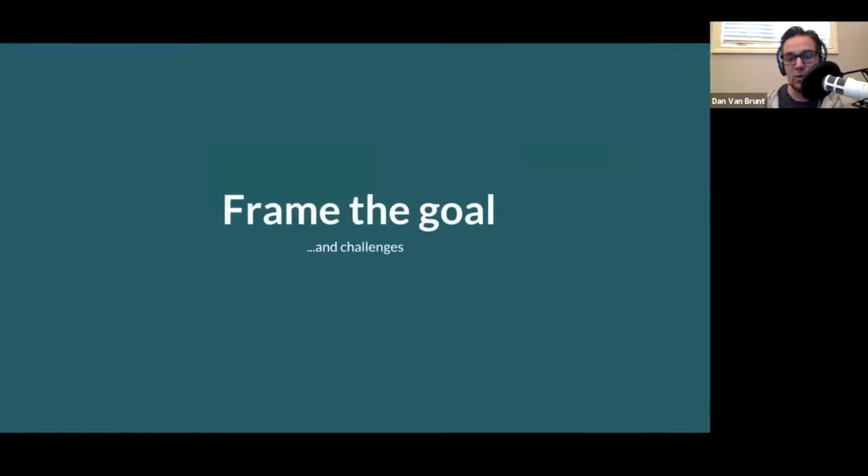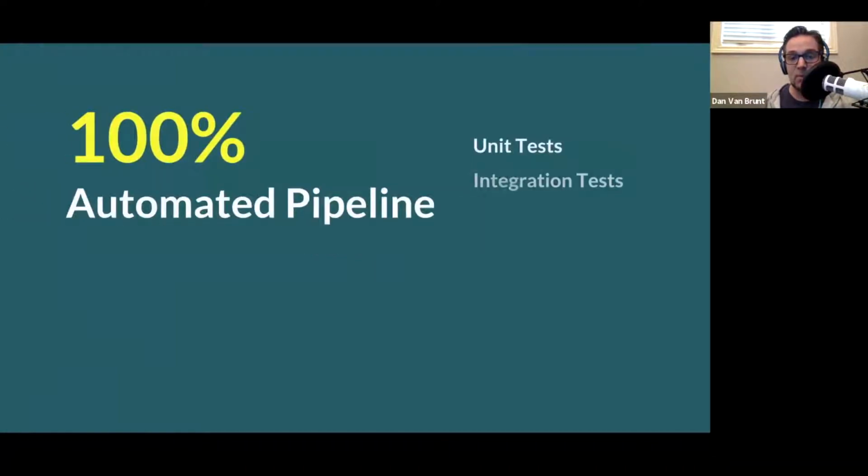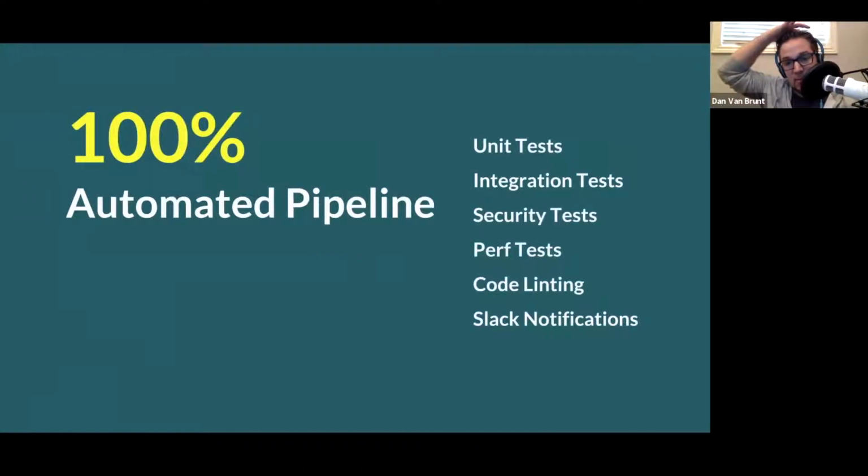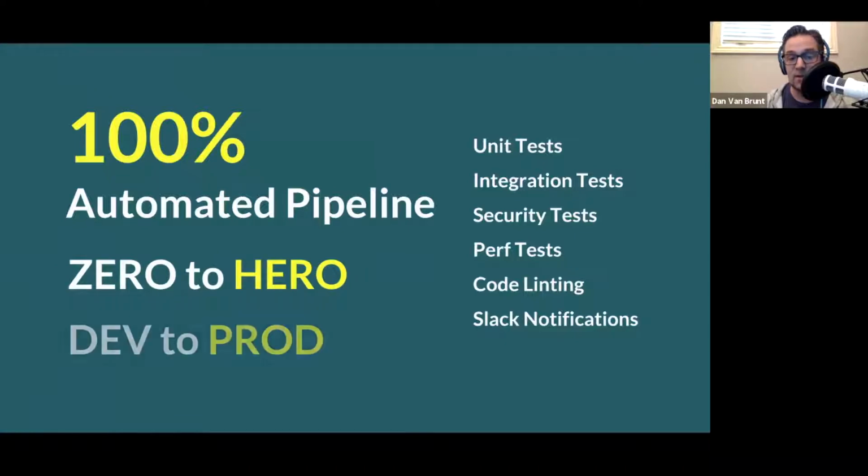Okay, so just framing the goal of how we started and what we needed for our team with serverless and some of the challenges that we got into. We wanted a 100% automated pipeline. So we wanted to be able to write unit tests, integration tests, security tests, perf tests, code linting, and we wanted Slack notifications. And we wanted 100% automated. That meant zero to hero, dev to prod.